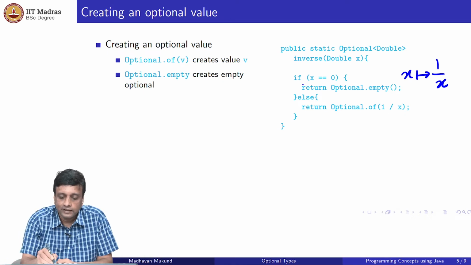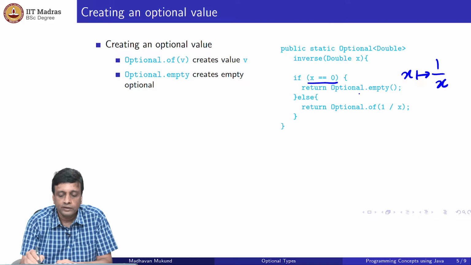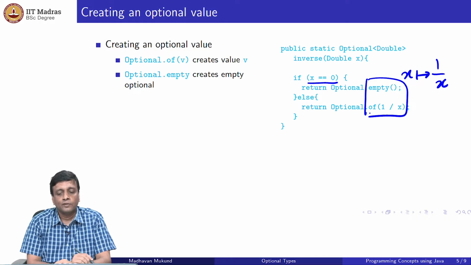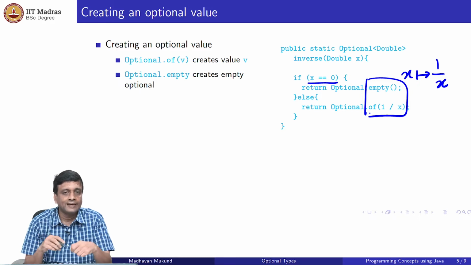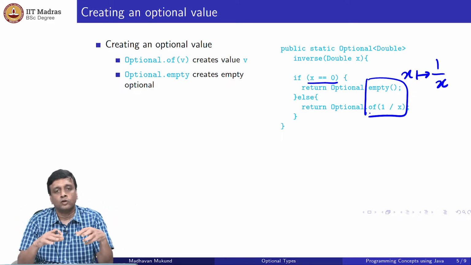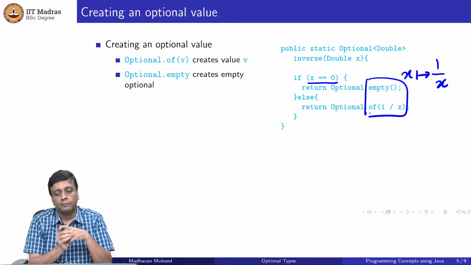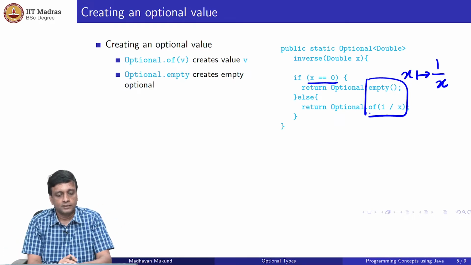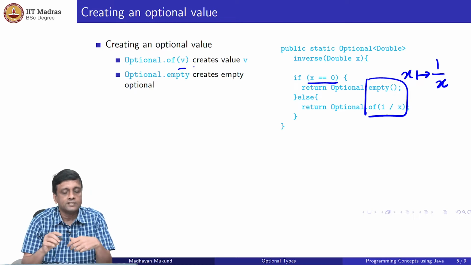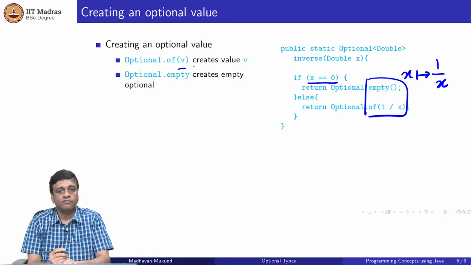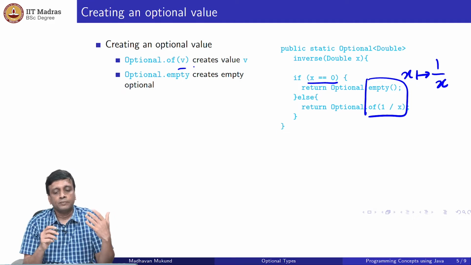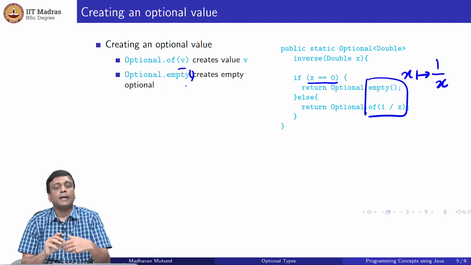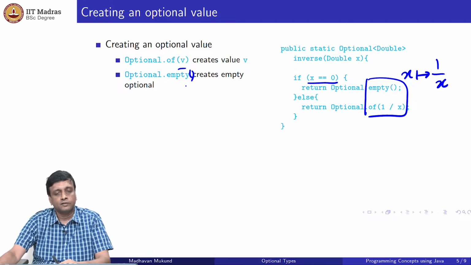So here what we can say is that if the input x is 0, then we return, and this is now the part that is new. So instead of just returning 1 by x, we return an Optional.empty in case the x is 0, and otherwise we create a double as the value part of this optional. So remember, we have to put it into an optional box. So Optional.of(1 by x) will take this 1 by x and put it into an optional box, right. So Optional.of(v) creates an optional value where v is present as the value, and Optional.empty creates an empty optional. So this is the basic way of creating an optional value.